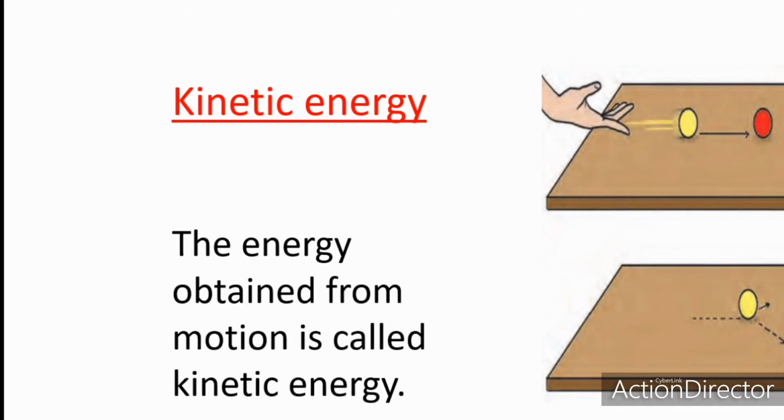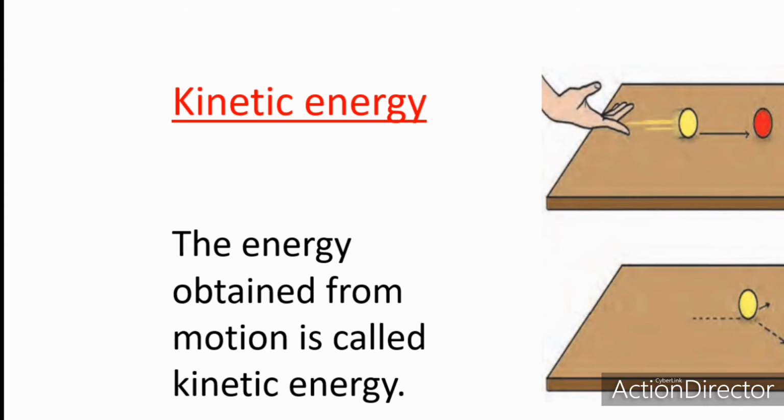So what happens when the second ball hits the first one? As the second ball has motion, the first ball will also start moving, right? So from where did the first ball get the energy to be set in motion? From the second ball. So what happened? We give energy to the marble or striker and set it in motion. The energy obtained from the motion is called kinetic energy.